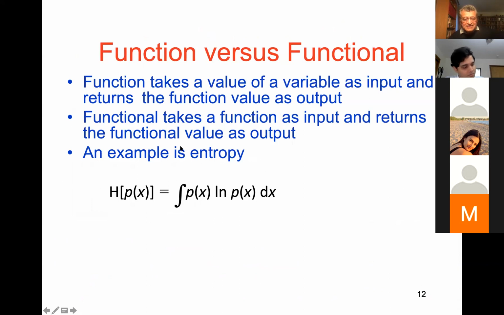So anyway, this slide is a do-nothing slide. It says function versus functional. Function takes a value of a variable as input and returns the function value as output. Functional takes a function as input and it's a functional value as output. So this is a functional. H of p of x is a value. This 0.338 is the value for this distribution. That's a functional. Entropy is a functional.